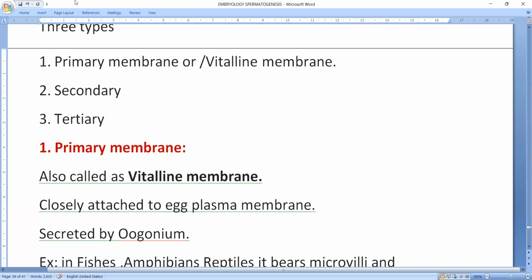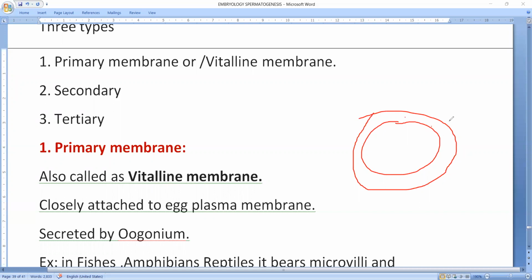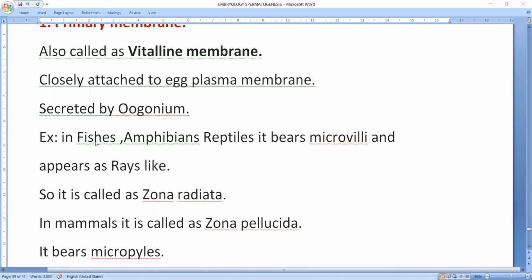The space between the egg and the primary membrane or vitelline membrane... So we call this the vitelline membrane. This later behaves as the fertilization membrane. Here it is generally secreted by the plasma membrane. That is, at the oogonium stage itself, the plasma membrane of the oogonium secretes it. Examples are in fishes, amphibians, reptiles.